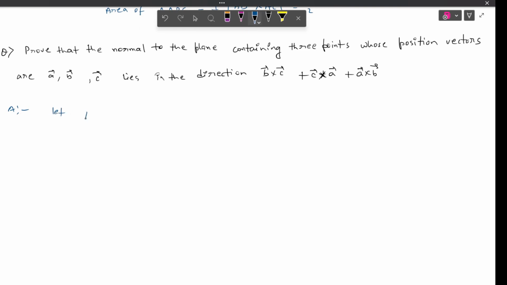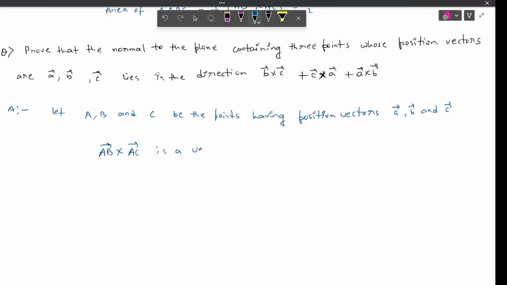So first of all, let A, B, and C be the points having position vectors A, B, and C. Okay, then we know that if we take adjacent sides, then AB cross AC is a vector normal to the plane containing the points ABC.